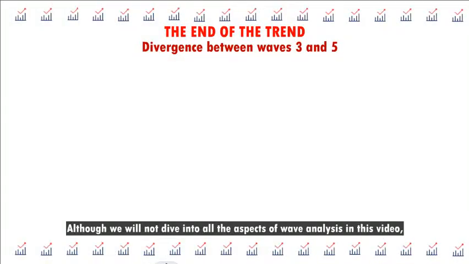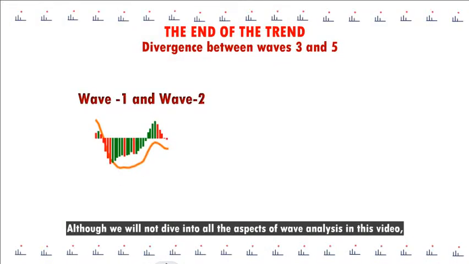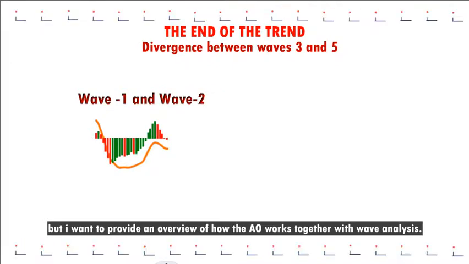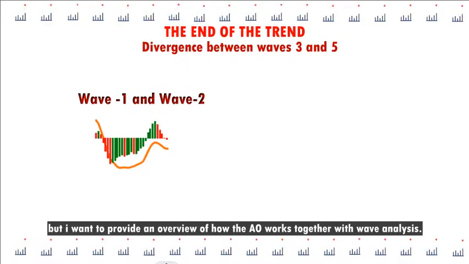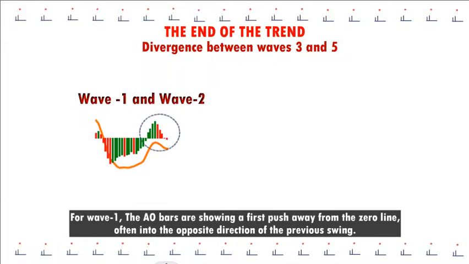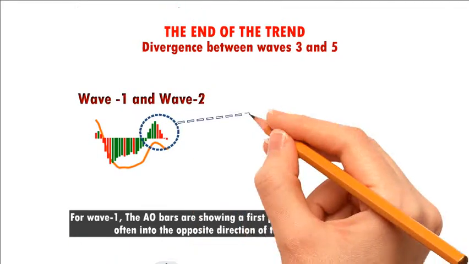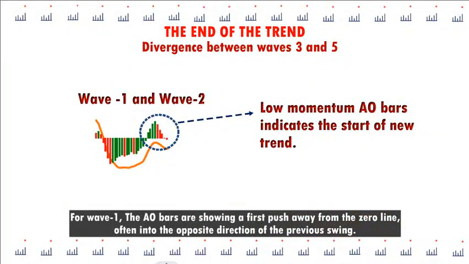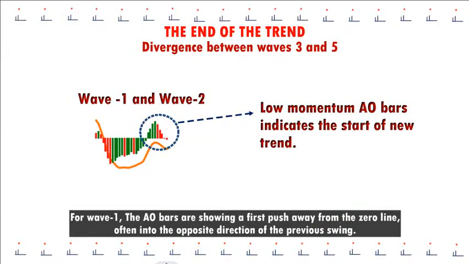Although we will not dive into all the aspects of wave analysis in this video, I want to provide an overview of how the AO works together with wave analysis. For wave 1, the AO bars are showing the first push away from the zero line, often into the opposite direction of the previous swing.